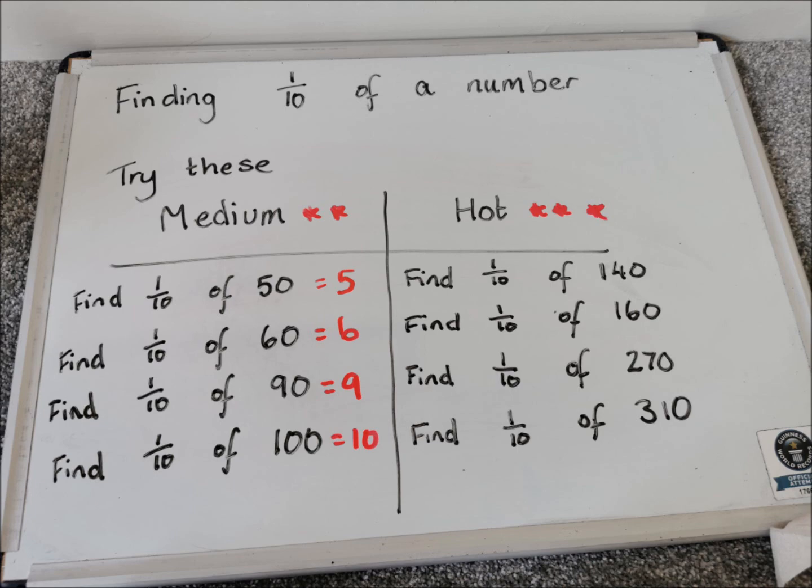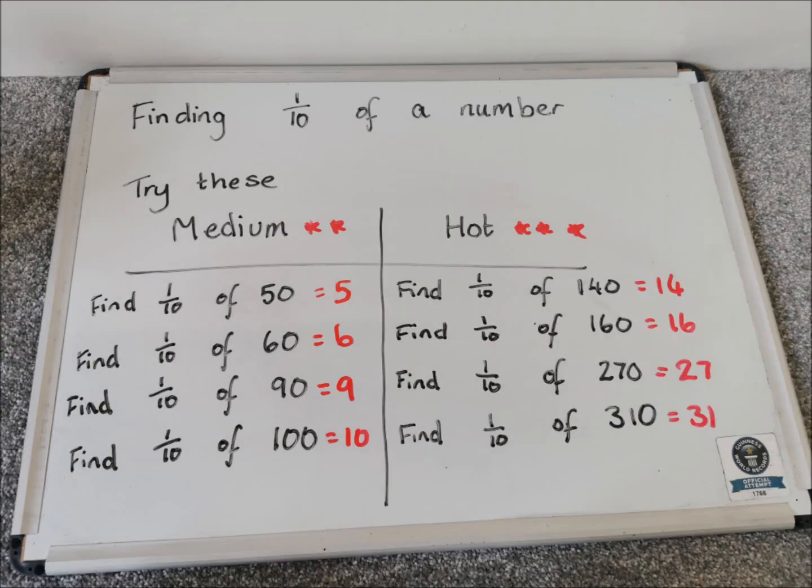Going on over to the hot section, let's get some answers. So find a tenth of 140, it was 14. Find a tenth of 160, it was 16. Find a tenth of 270, it was 27. And find a tenth of 310, and it was 31. So hopefully you managed to do those.